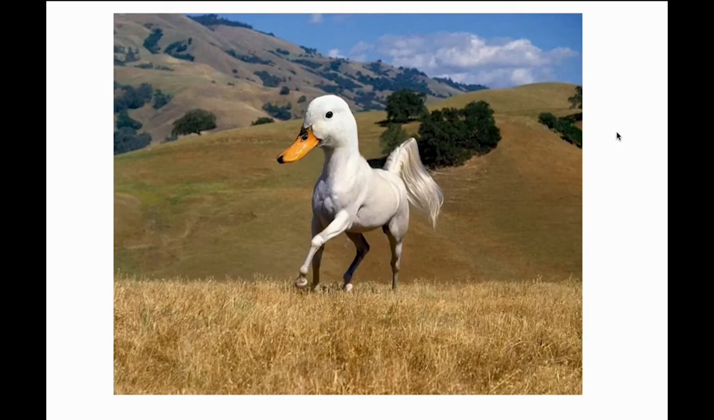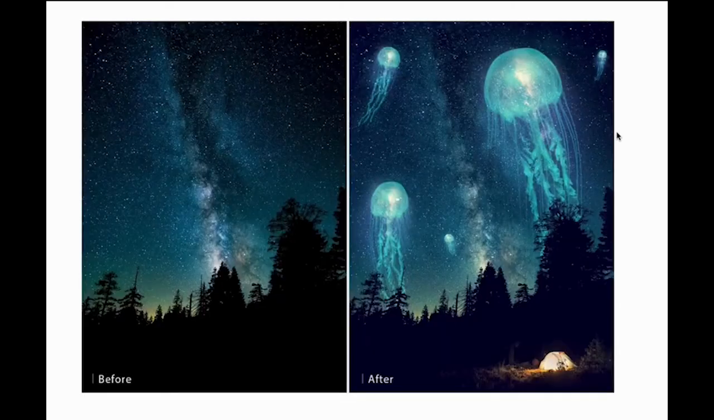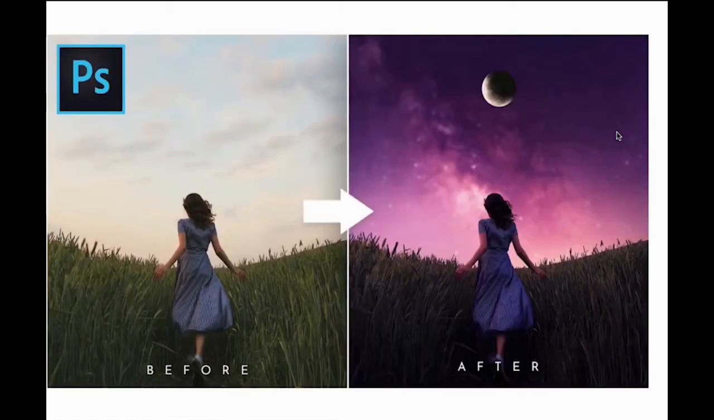Another great thing that is used is something called a composite. And that's when you're taking two different pictures from two different worlds and you're merging them together to make them look like they belong together. This one here is a perfect example. We have the jellyfish in the sky, and it becomes almost like an art piece.